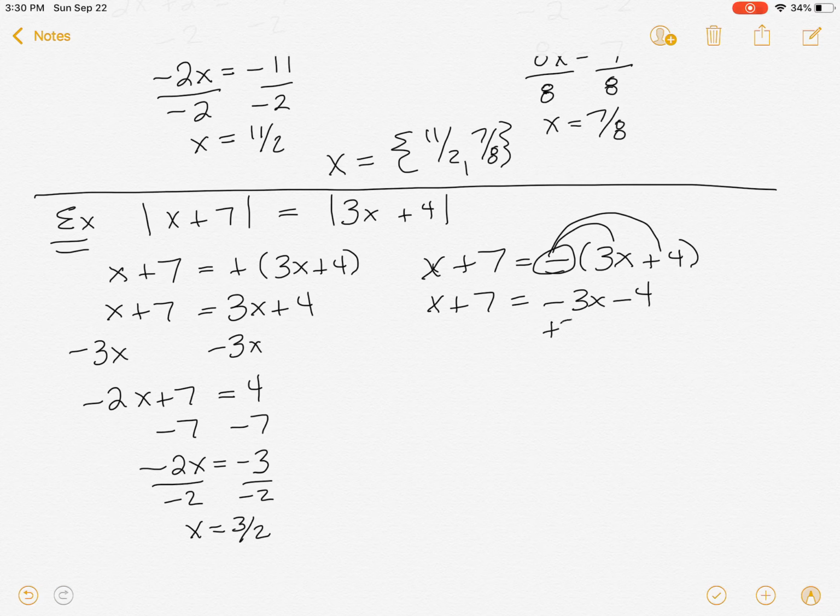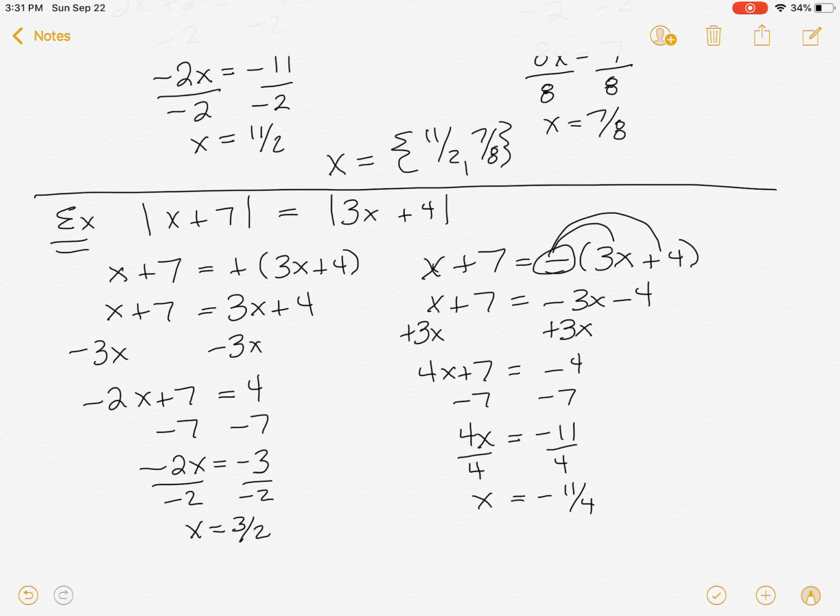On this side, I'm going to add 3x to both sides. So I get 4x plus 7 is equal to negative 4. Subtract 7 from both sides. So I'm left with 4x equals negative 11. Divide both sides by 4. So I get x is equal to negative 11 over 4. So my solution set is 3 halves, negative 11 over 4.